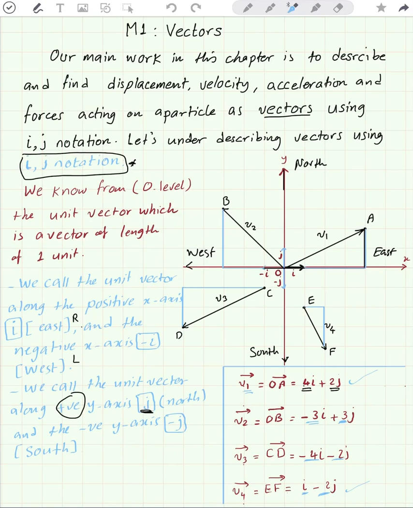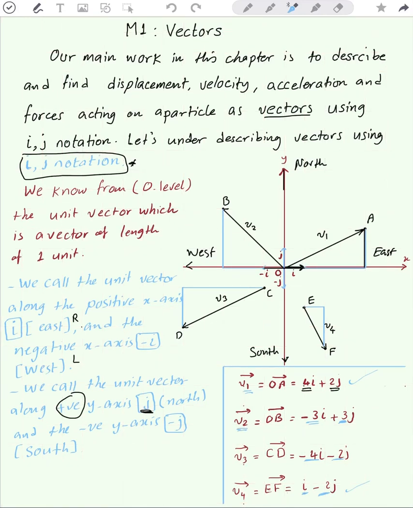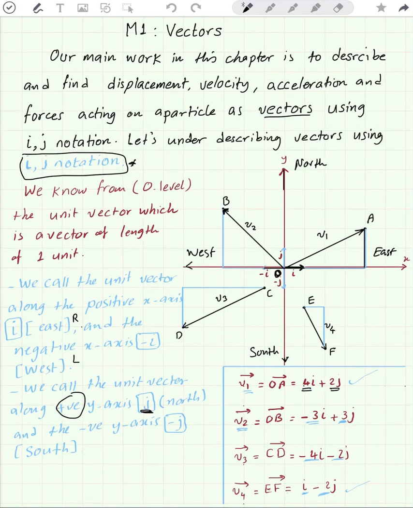We'll do the same for V2, which is OB. Yes, this is the vector OB. It goes 1, 2, 3, negative, because we went due west or left, so it's negative 3I, plus 3J. 1, 2, 3 to the left, 1, 2, 3 north or up, so it's negative 3I plus 3J.